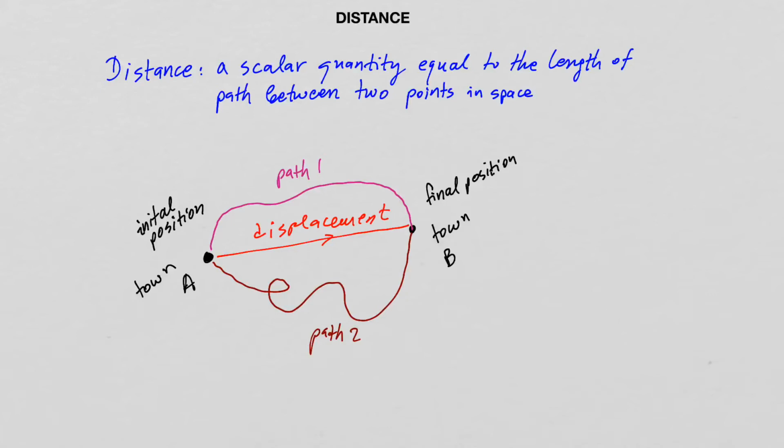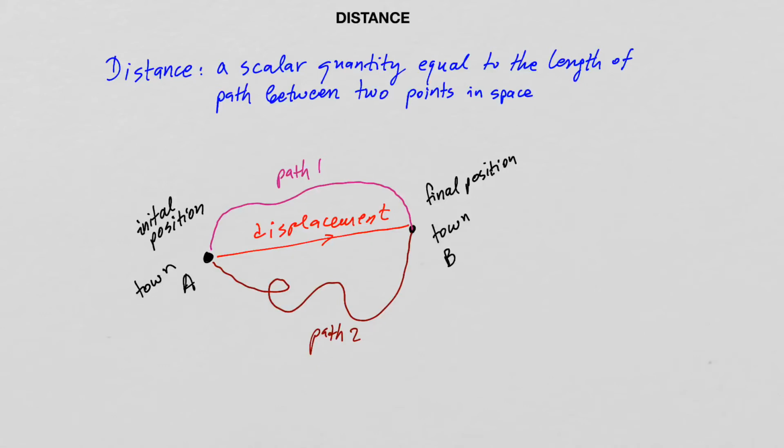That is the displacement. So as you can see, the distance between the initial and final positions can be anything, depending on just the path that the moving object takes between the two positions. However, the displacement will always be the same: the straight line distance between the initial and final positions in space.